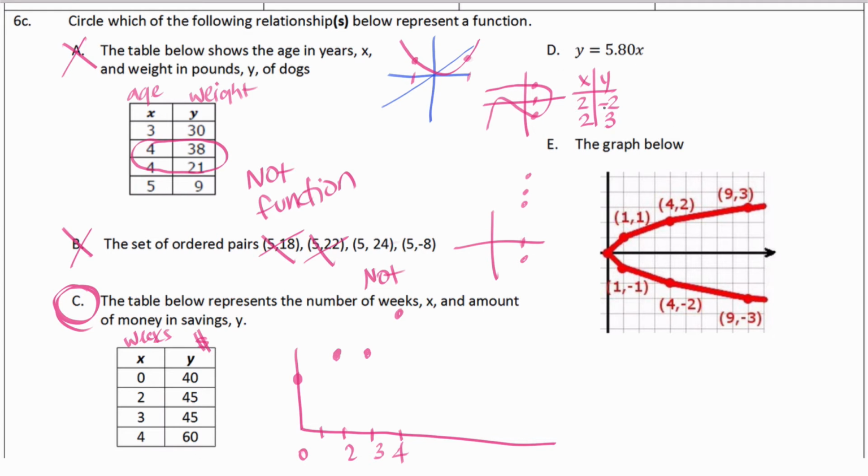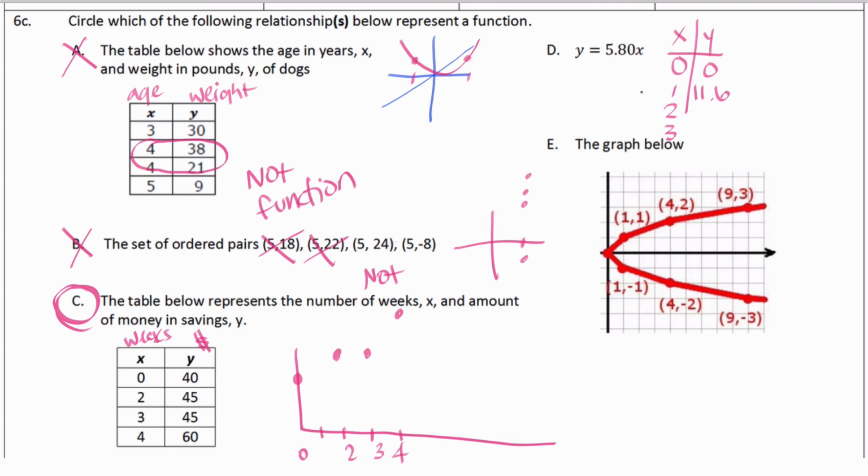Part D, I wrote earlier on this, so I'm going to erase it just so you can keep track of what I'm talking about. y equals 5.8x. So that's saying that if x was 0, 5.8 times 0 is 0. If x was 1, 5.8 times 1 is 5.8. If x was 2, if x was 3.